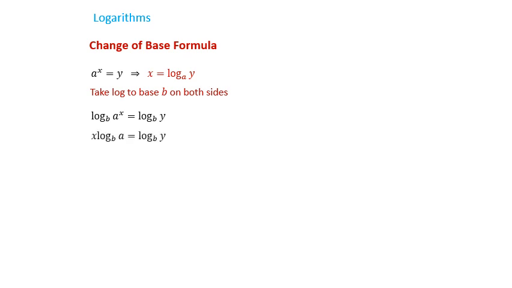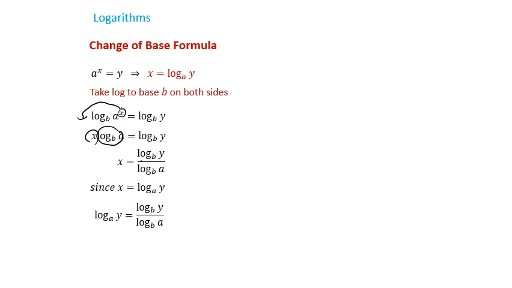Now we can use our power law, and we notice if there's an index there, that can be written out the front as x log b a. And from there we can divide both sides by log b a. When we do that, we get log b y over log b a is equal to x. But because x is equal to log a y, we can say log a y is equal to log b y over log b a.